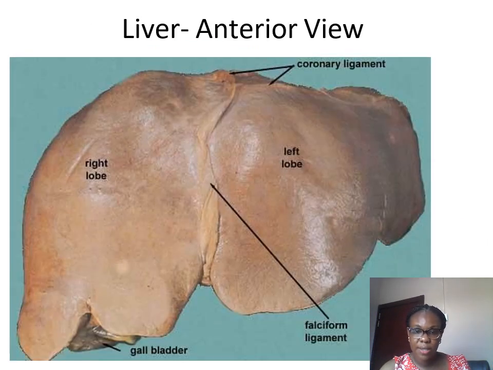So this is a cadaveric specimen. A cadaver is a dead body whose body is being used for anatomical studies to be able to study the locations and the structures of the organs of the body. This is the liver, and the liver is said to have the right lobe and the left lobe, and of course there's the falciform ligament. This is how the liver sits in a normal human being.